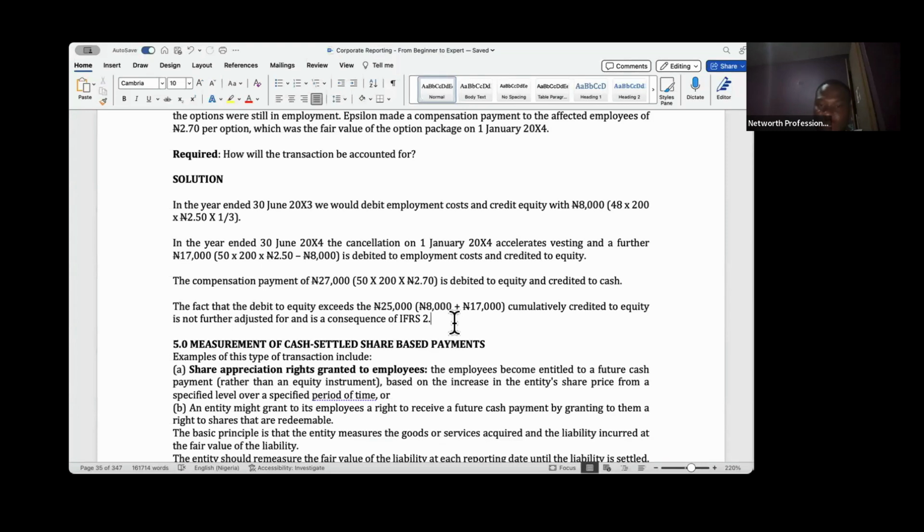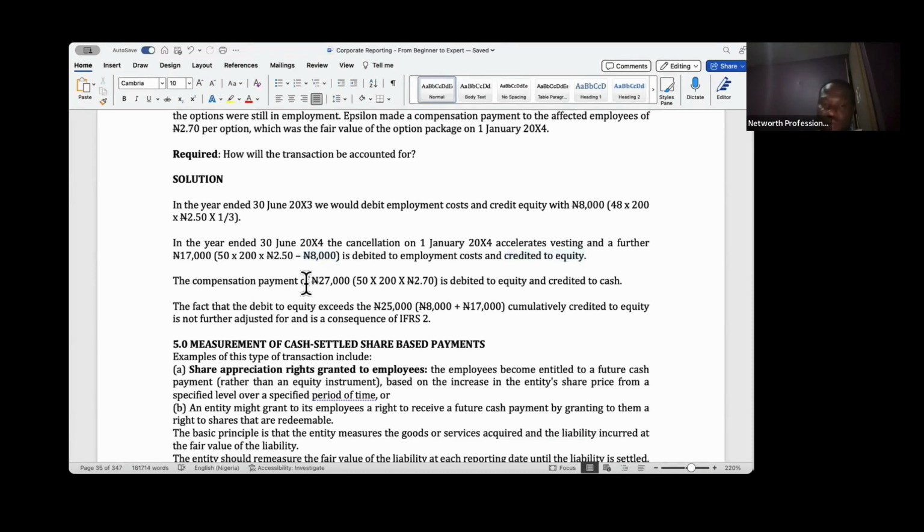For cancellation, the core thing here is that the employer said, I'm not doing it again, which means the employer is ready to pay everything at that date. So immediately at the date of cancellation, at that year end, we recognize what is remaining: get the entire value today, deduct what you have recognized before, get what is remaining, and put that in your books immediately so that you update your employment cost and your equity. In this case, it has been updated to 25,000.